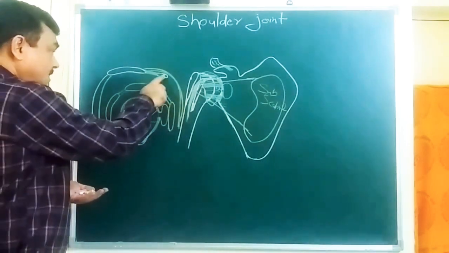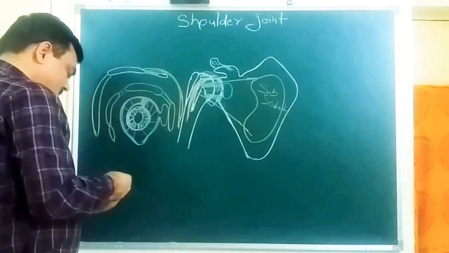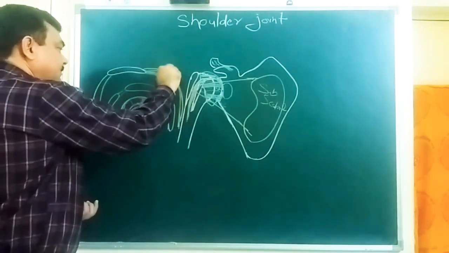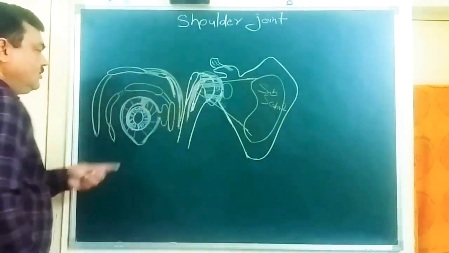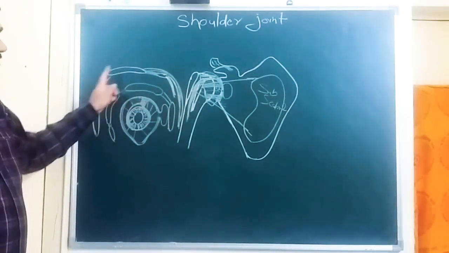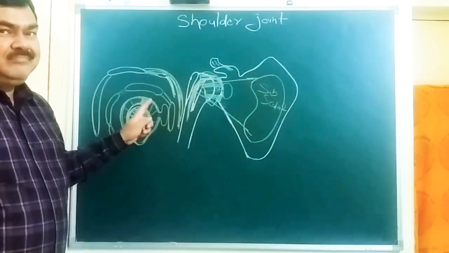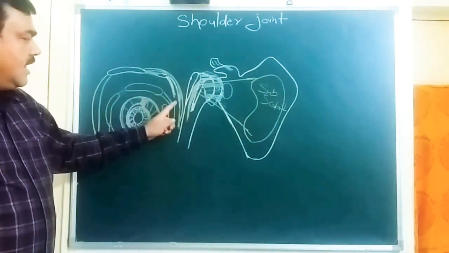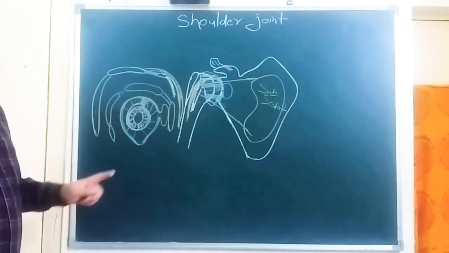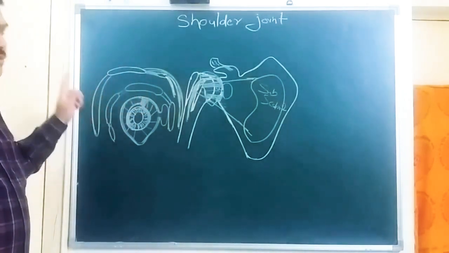And muscle attached with this, that is short head of the biceps and coracobrachialis. So these structures form the secondary socket. This is secondary socket. This structure reinforces the joint from anterior aspect, from superior aspect, from posterior aspect. So it provides stability from anterior, superior and posterior aspect.